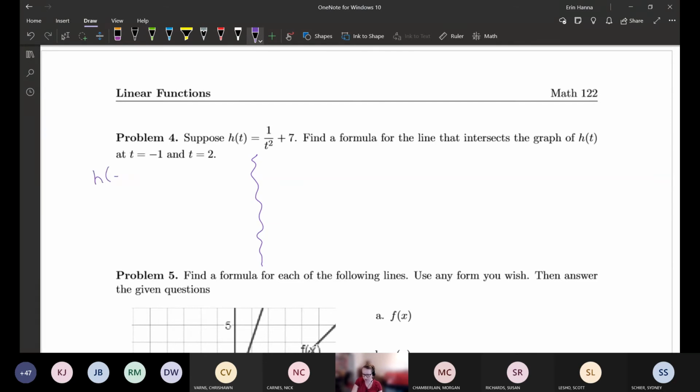So the first thing we need to do is we actually need to find the rest of the point. So essentially we're given the two t values, we need to find their associated y values. So we need to plug in these two values into the function. So we've got 1 over 1 plus 7, so essentially 1 plus 7 will give us 8. And then if we plug in 2, that'll essentially be 1/4 plus 7. So I would leave it as 7.25.